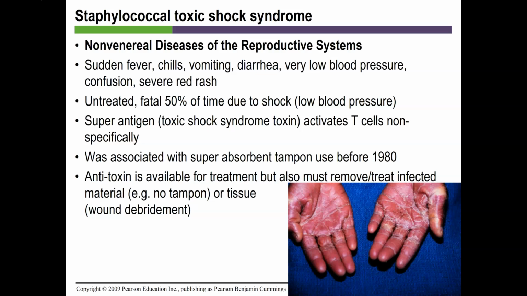You end up with these cytokine storms, which seem to be happening with COVID-19, by the way, where you're just massively activating your immune system, and it's too much. The overactivation leads to shock, and many die from this condition. To treat, you can give antitoxin. If you remember, that's antibodies to the toxin. But you also have to remove the infection, whether it be a wound infected with this toxin-producing staph that needs to be debrided, or if it's a tampon that has been left in too long.